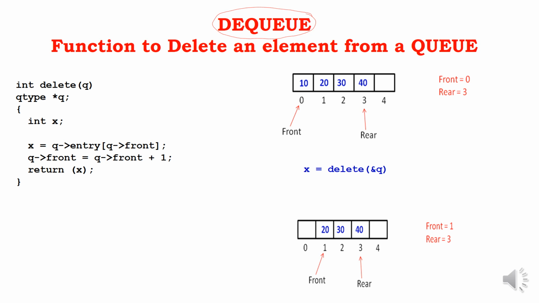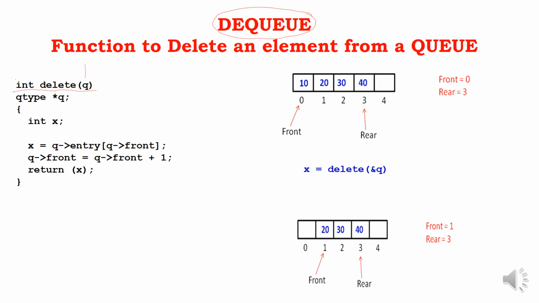Once you remove 10, automatically front is moving to next location. Front is now 1 and rear is constant 3. During deletion, front is changing, rear is constant. See here, there are four elements. After deleting, the queue contains only three elements. Initially, front is 0, rear is 3. Then after deletion, front is 1, front is increased by 1 and rear is constant, rear is 3 only. See here the instructions. So this is the function to delete an element from queue. The front element is going to be removed from queue.